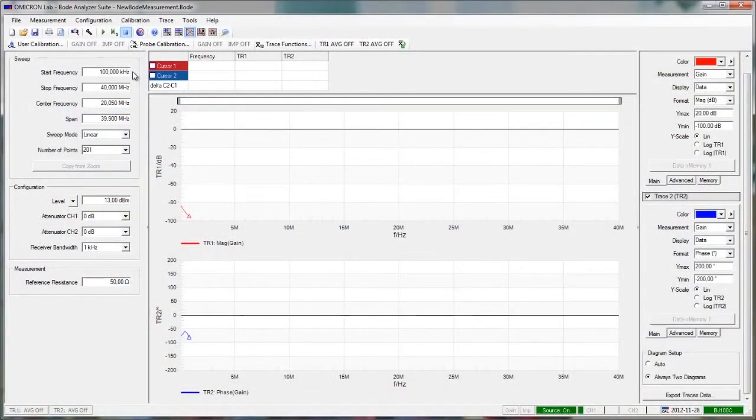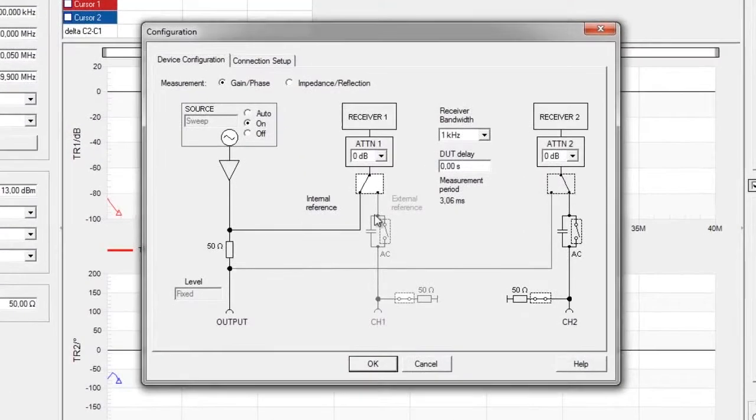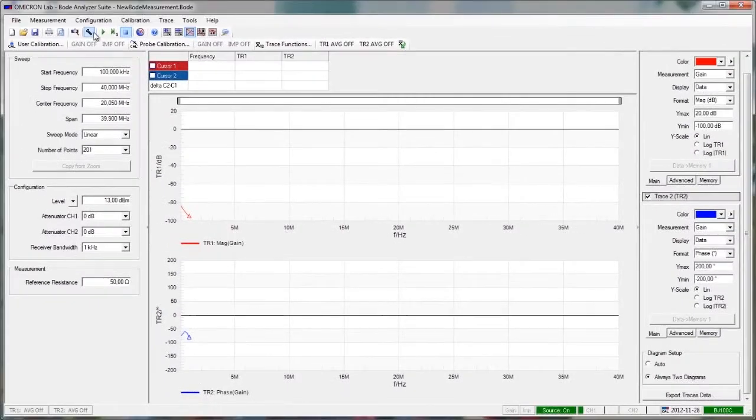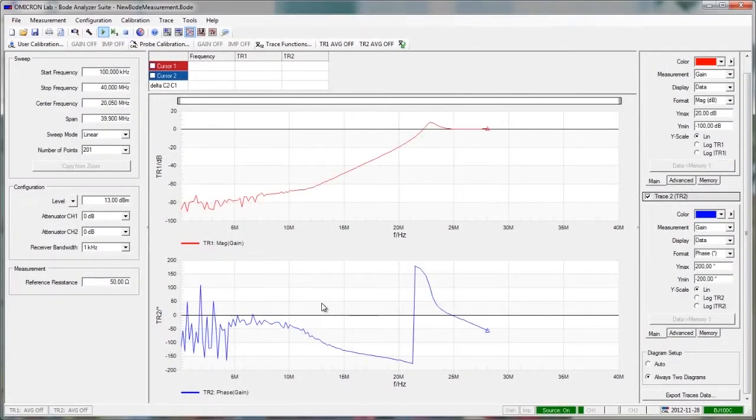To measure the transfer function of our filter while it is in the circuitry, we need to make sure that the input voltage of the filter is connected to channel 1, which is connected to receiver 1, and that we switch channel 1 to the high impedance mode since we are using an oscilloscope probe. The same applies to channel 2. Now we are ready to measure. We start our measurement and we can immediately see the frequency response of our filter.